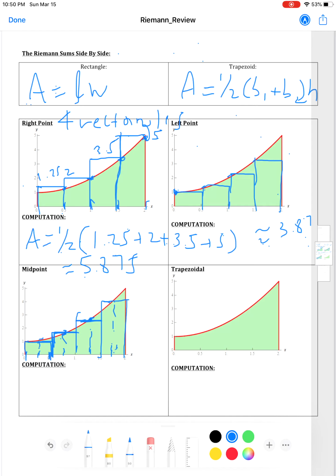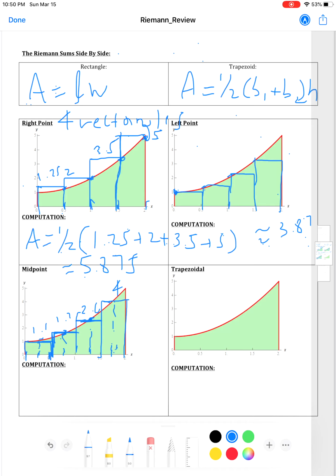And you're just going to take those y values and estimate them. So maybe I have 1.1, maybe something like 1.7, 2.6 maybe, and 4. And this will give us more what the real area of the curve is.